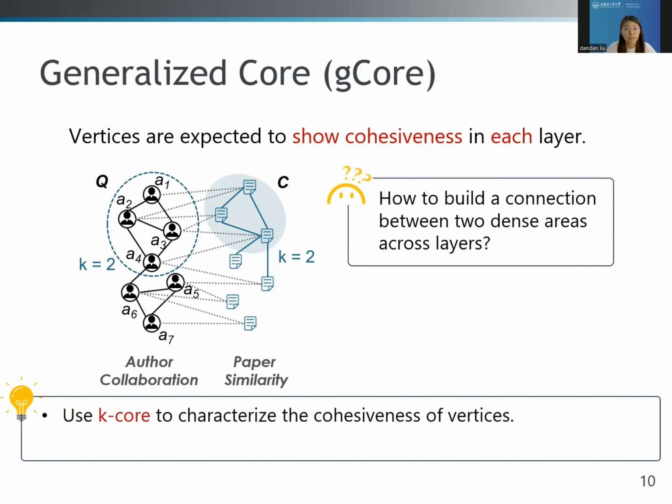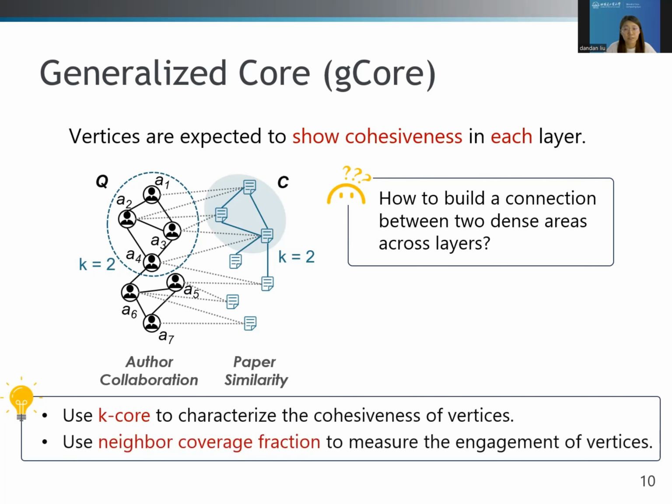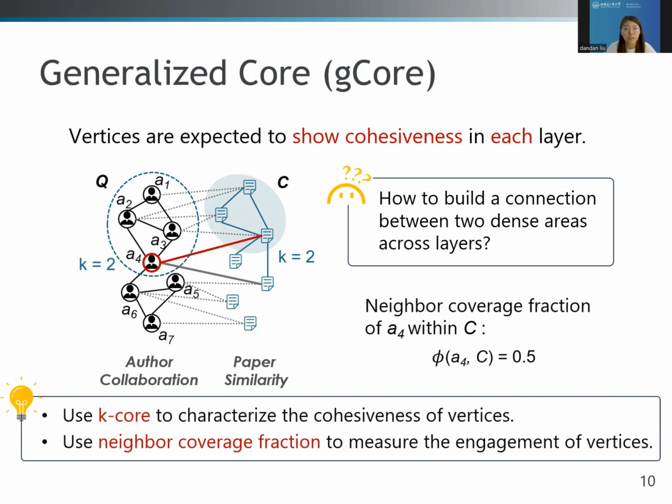How to measure the cohesiveness of the authors in Q in terms of the paper similarity layer based on this dense paper group C? A straightforward idea is that if C covers many papers of these authors, its cohesiveness can better reflect that of the authors. So, we propose using the neighbor coverage fraction of an author, defined as the proportion of its cross-layer neighbors falling in C. For example, the author A4 connects 2 papers with one belonging to C, so it has a fraction value of 1/2. In practice, we require each author to have a sufficiently large fraction value to ensure their engagement.